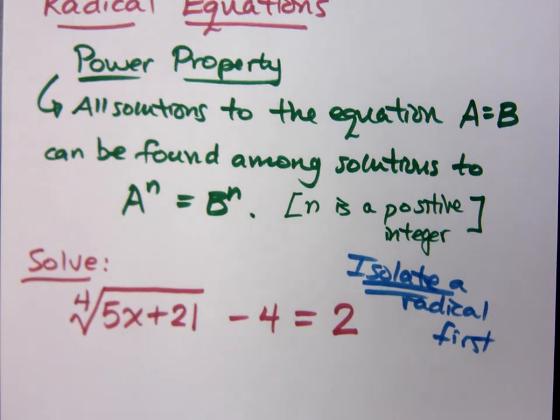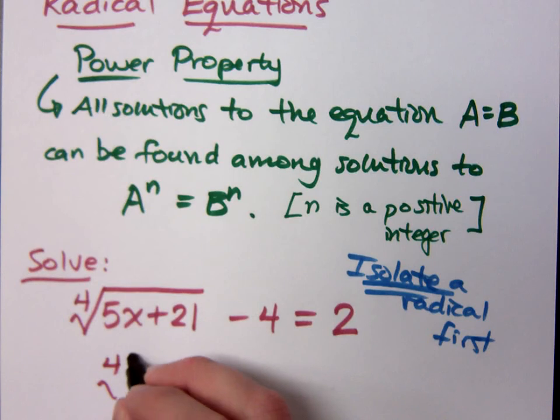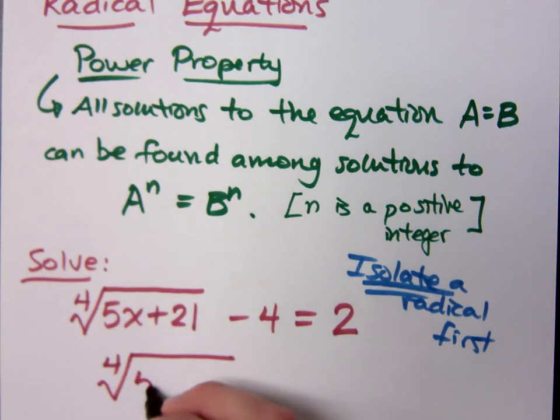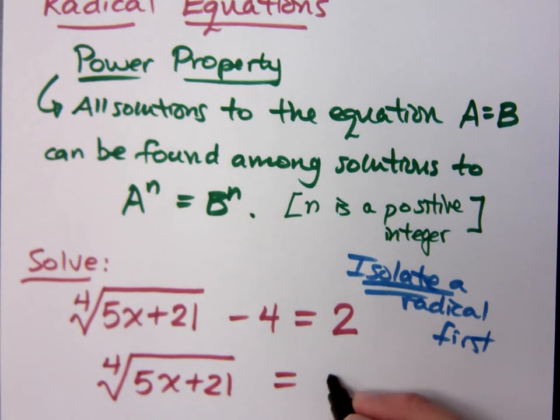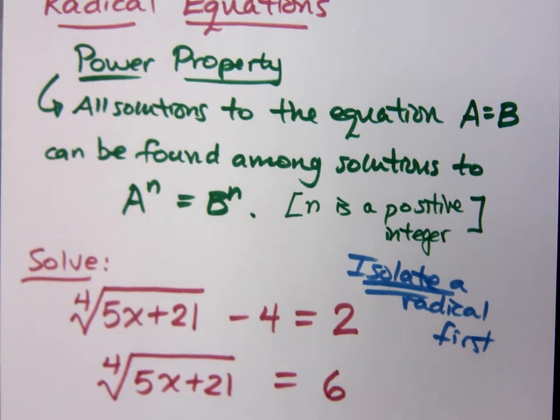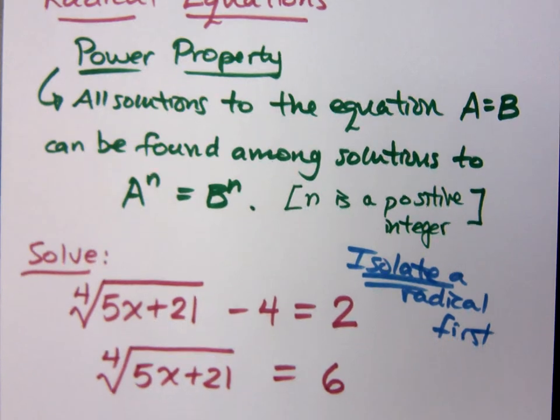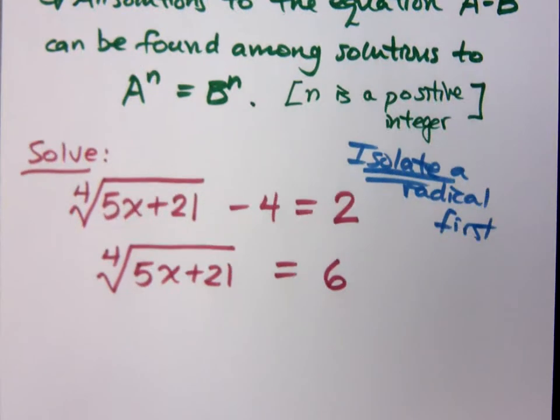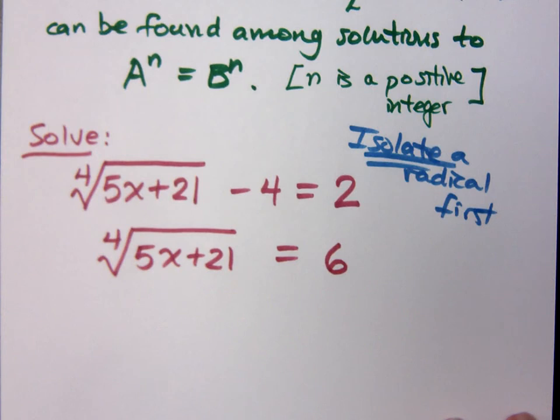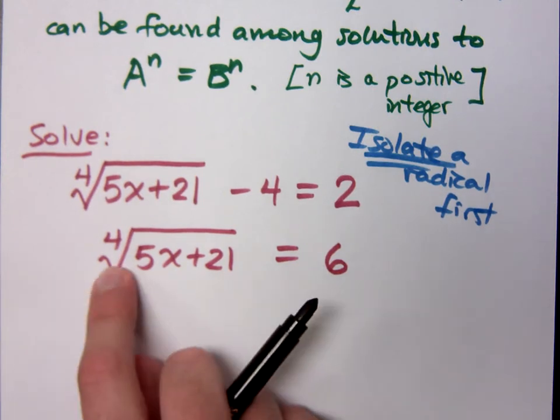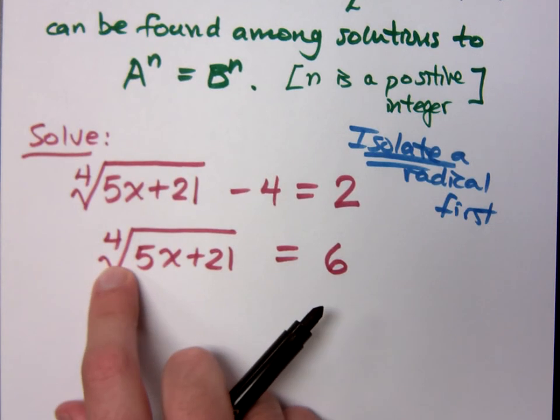So what should I do here? Move the 4 to the other side. So I have the fourth root of 5x plus 21 equals what? It equals 6, right? No? Yes. 2 plus 4 is not 6? Do you all agree with that? Yes. Now, the reason I wanted to isolate this radical was so that I could use that power property.